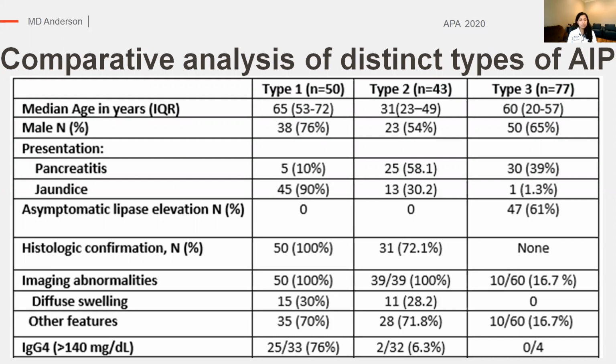In terms of clinical presentation, types 1 and 2 routinely present with obstructive jaundice, while type 3 presents with an asymptomatic elevation of lipase. It is because of this asymptomatic clinical presentation and the lack of impact on clinical management that none of the patients with type 3 AIP are evaluated histologically. In terms of imaging abnormalities, type 3 AIP almost never presents with the typical diffuse sausage-shaped swelling of the pancreas as is noted in types 1 and 2.